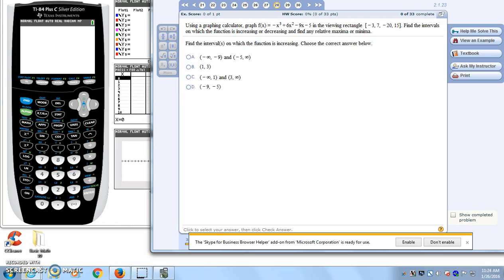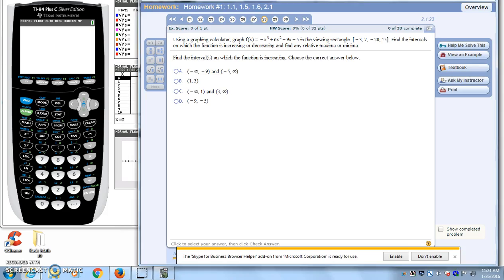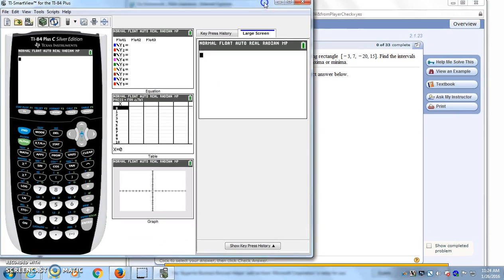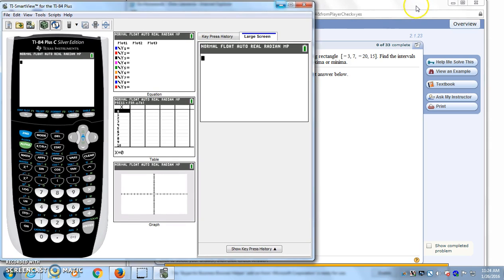Hey, I've gotten quite a few questions from y'all about the graphing calculator and working with the viewing window. So I've pulled up a few questions here from the homework, and I just wanted to go through a couple of examples with graphing and setting the viewing window.